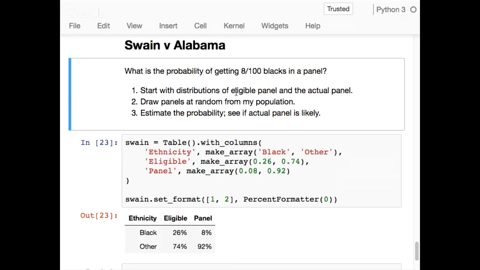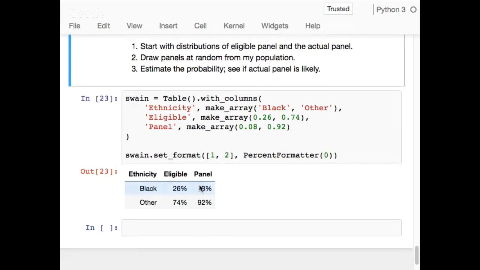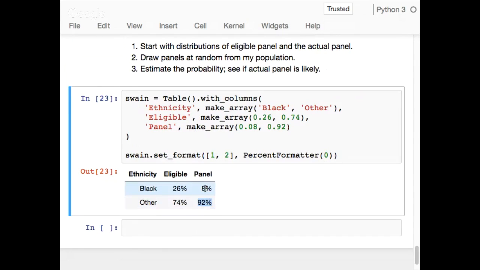Okay, so our question has changed a little bit. Before, we were trying to use a sample to estimate a number about the population. Now we're trying something a little bit different, which is to take my sample, which was 8% black, 92% other ethnicities, and see whether it came from my population, which is 26% black. See if it was likely to get this panel if I selected randomly from the population. Any questions about the setup?